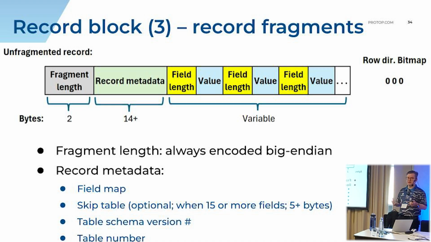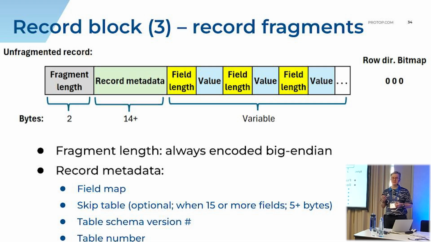A skip table is a mechanism that the database uses to make the selection of individual field values, if you're using a fields phrase in a query, for example, more efficient. It's sort of a lookup table for where fields are within a record. And the more fields you have in a table, the larger that skip table will get. It also contains the schema version number, the table number, and the field count of the table.